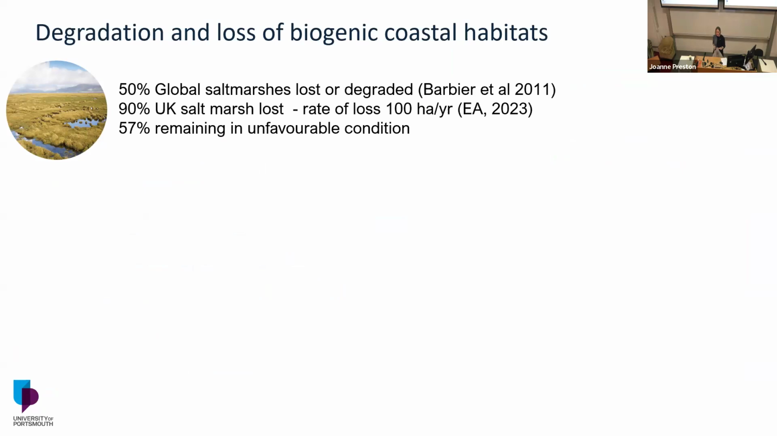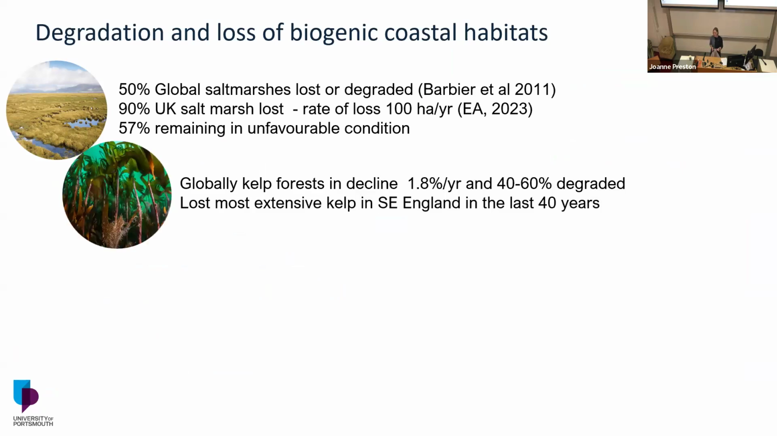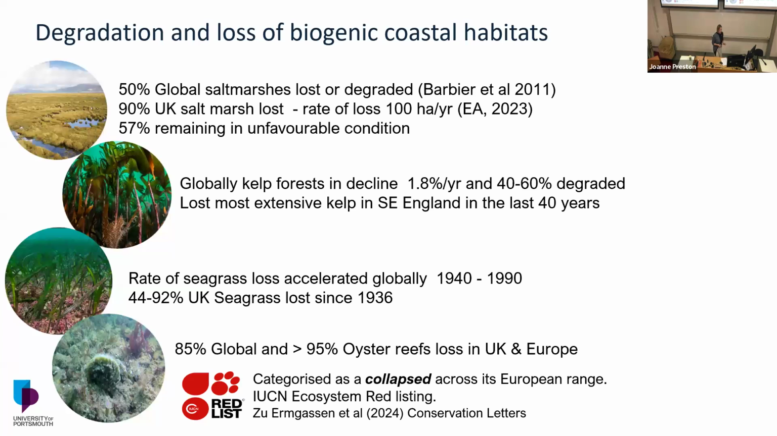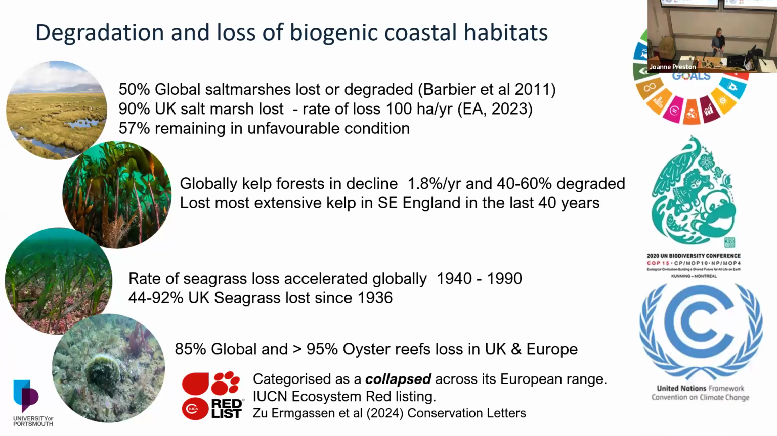So this is the depressing doom slide that tells you how much of the habitats we've lost. And I'm sure you probably know most of these. So in the UK, we've lost 90% of our salt marshes, of those remaining, over half are unfavourable. Globally, kelp forest in decline. We've lost most of our kelp in the southeast of England. Seagrass, globally declining, between 44 and 90% lost in the UK. Oysters are in a really bad way. 85% of global oyster reefs and over 95% of European ones have just gone. And now we've just assessed that as collapse using the IUCN Red List of Ecosystems.